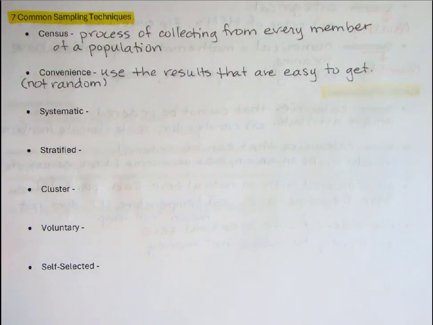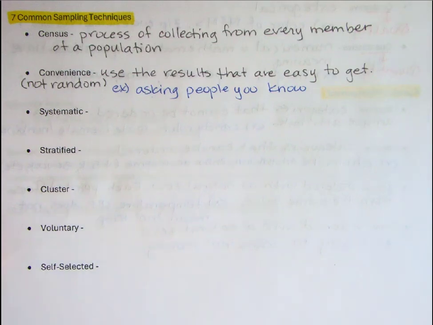Convenience. A convenient sample is where you use the results that are easy to get. This is not random. If you are doing a study and you ask only people that you know, this is a convenience sample.